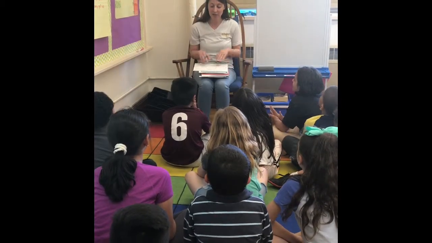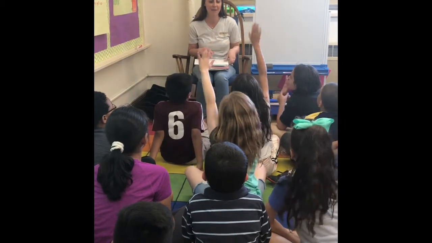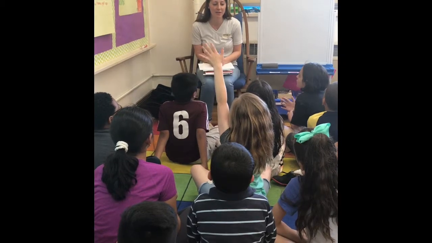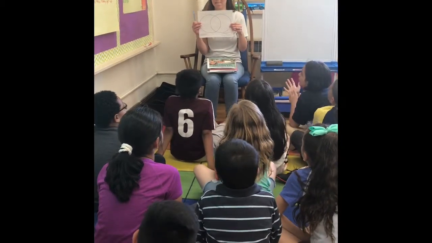So when we compare and contrast two stories, what is that type of organizer we use? Maddie? Compare and contrast. Yeah. And what kind of organizer is it that we compare and contrast on? Venn diagram. Yeah, Venn diagram. Doesn't this look familiar? Yeah.